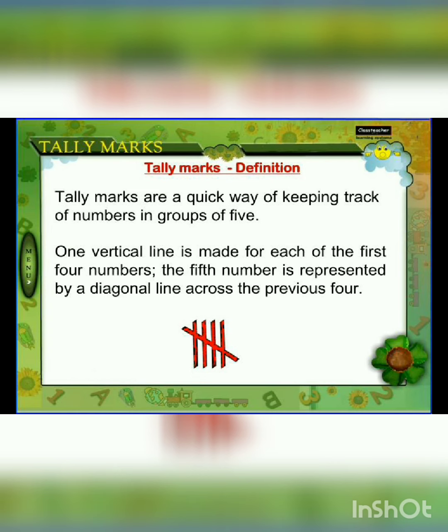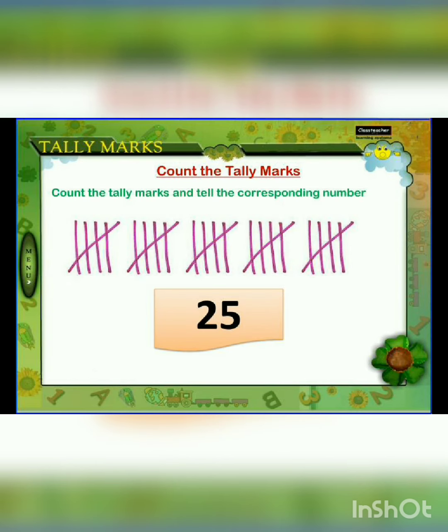Now the tally mark definition. Tally marks are a quick way of keeping track of numbers in groups of 5. One vertical line is made for each of the first 4 numbers. The fifth number is represented by a diagonal line across the previous 4. Count the tally marks and tell the corresponding number. Here 25 can be represented as 5 bundles of 5 tally marks.